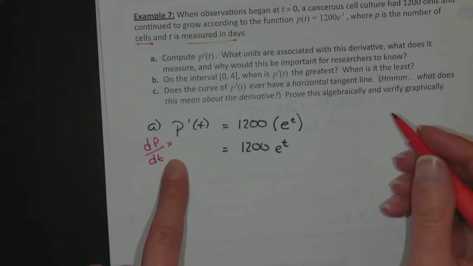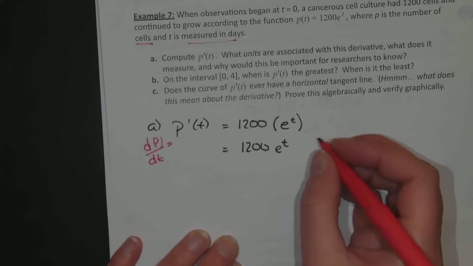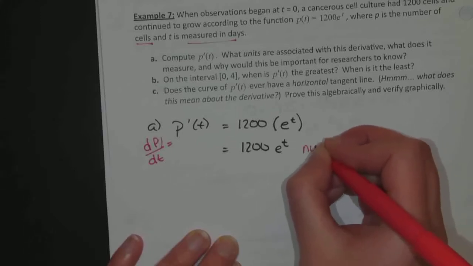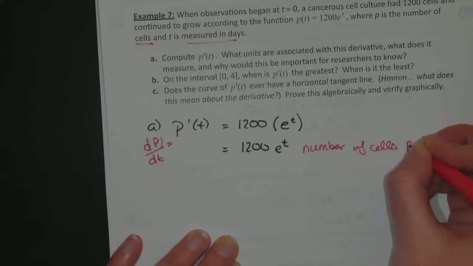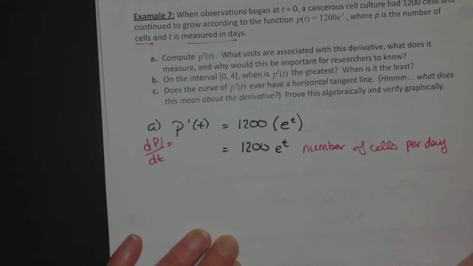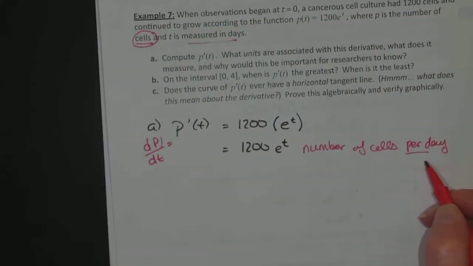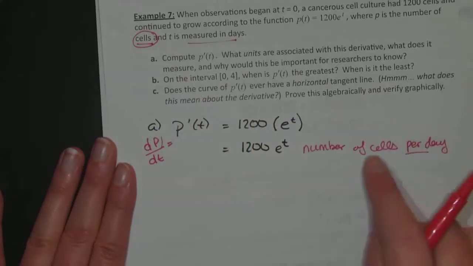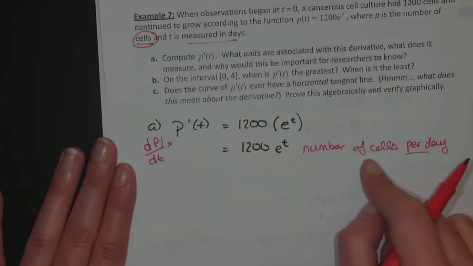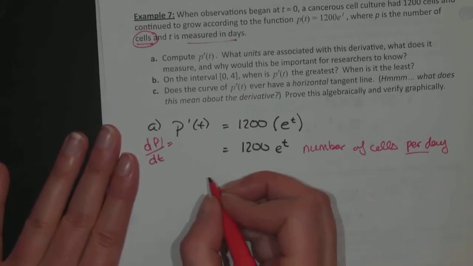And so its units are a rate of p units over t units. So the units are going to be in number of cells per day. Not just number of cells, which is the units for p, but number of cells per day. It's a slope measure, so it needs to have a ratio for its units. Okay. Why would this be important for researchers to know? So this is telling us how many cells, cancer cells, the culture is increasing by per day. Okay. So it tells us the rate of growth.